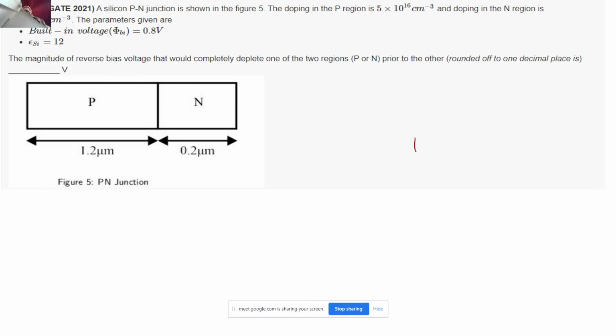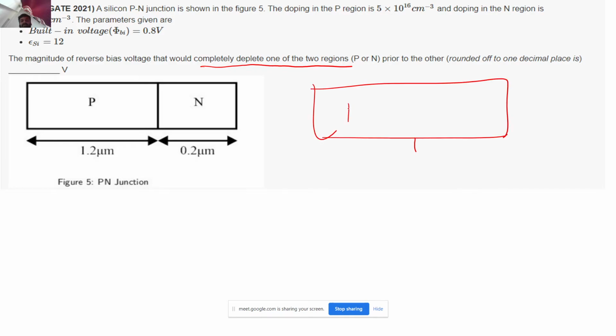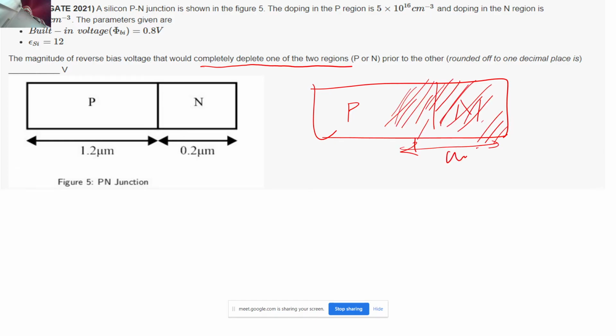What does this mean? Completely deplete means the depletion region should extend to such an extent that either this P region or N region should be completely depleted of free carriers. In simple words, if let's say this is P, this is N, assuming this N will become completely depleted, this will be the completely depleted region, and some width will also extend over here. Correct? So this will become my depletion width now, right? The reverse bias voltage that would completely deplete one of the two regions prior to the other. Correct? So I will just write one formula, and I will need help from you guys to solve this question again.